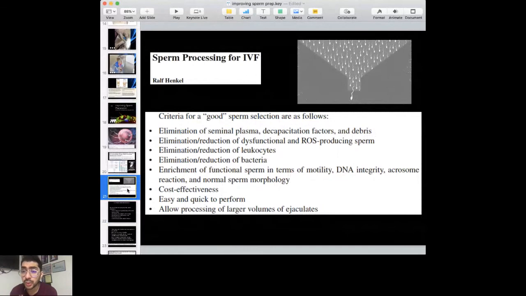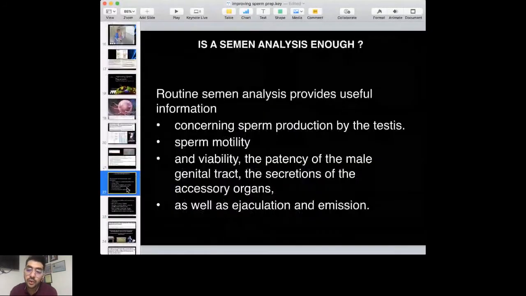Right. This slide I've already shown you before, but there is a criteria for good selection of sperms. What the first few techniques which I mentioned were doing was that they were eliminating seminal plasma. They were also eliminating the leukocytes, bacteria, kind of enriching functional sperms, but we're not really sure if they were doing that. Can't comment on DNA integrity, can't comment on acrosome, but they were selecting based on the normal morphology. Cost effective, yes. Easy and quick to perform, yes. And they also allowed larger volumes of ejaculates to be processed at the same time. But what they were not doing, again, like I mentioned, is selecting based on DNA, not selecting based on the functional capacity of the sperm. And they're not doing anything based on the ROS, etc. as well, right? So these are the things that we are now going to focus upon.